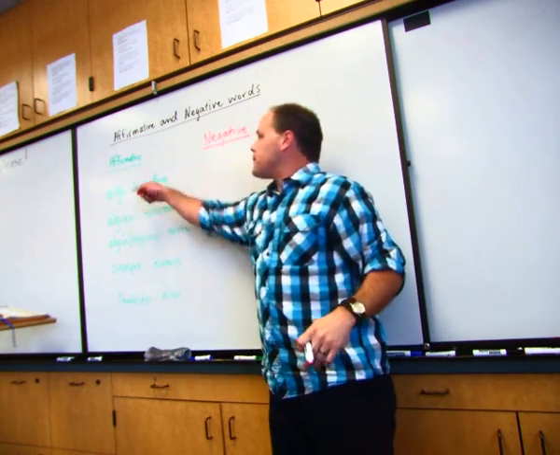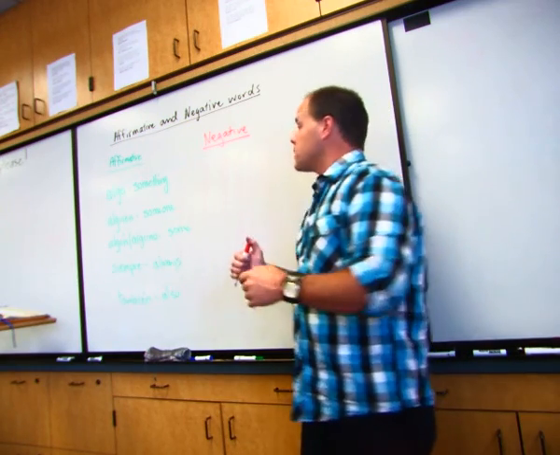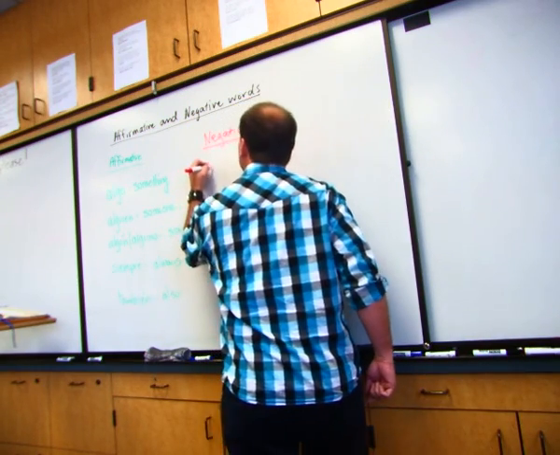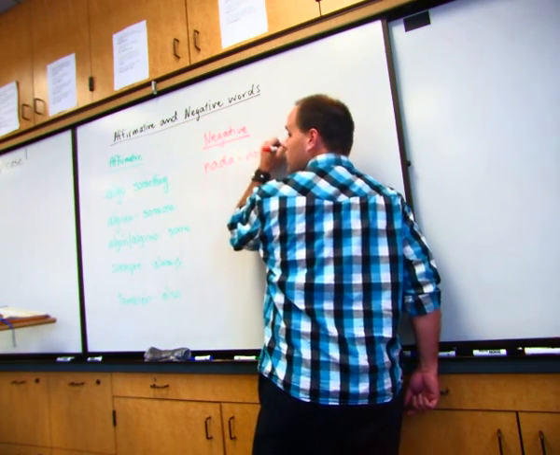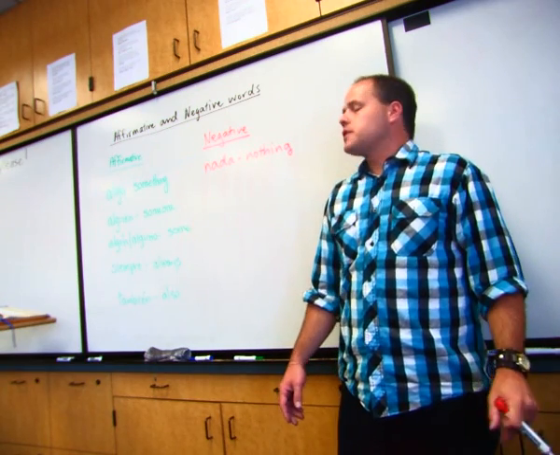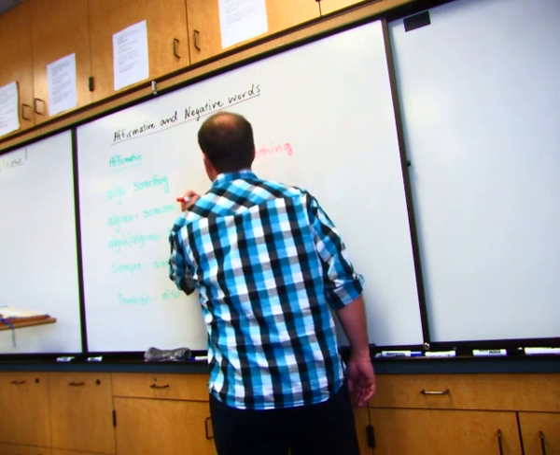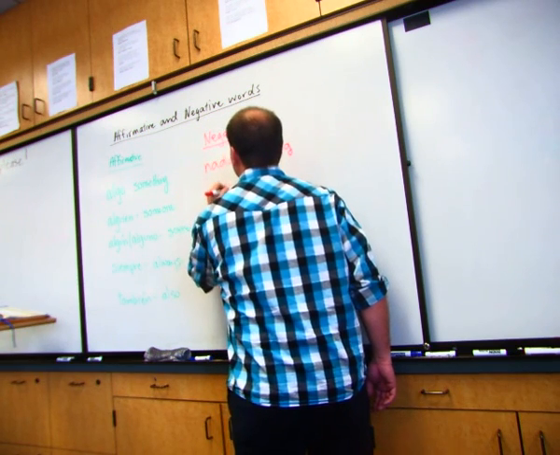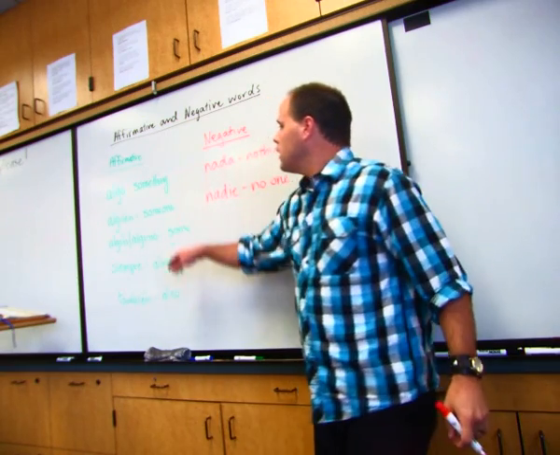What is the opposite of something? Nothing. So what is that in Spanish? Nada. What is the opposite of someone? No one. What is no one? Nadie. Okay, no one or nobody.